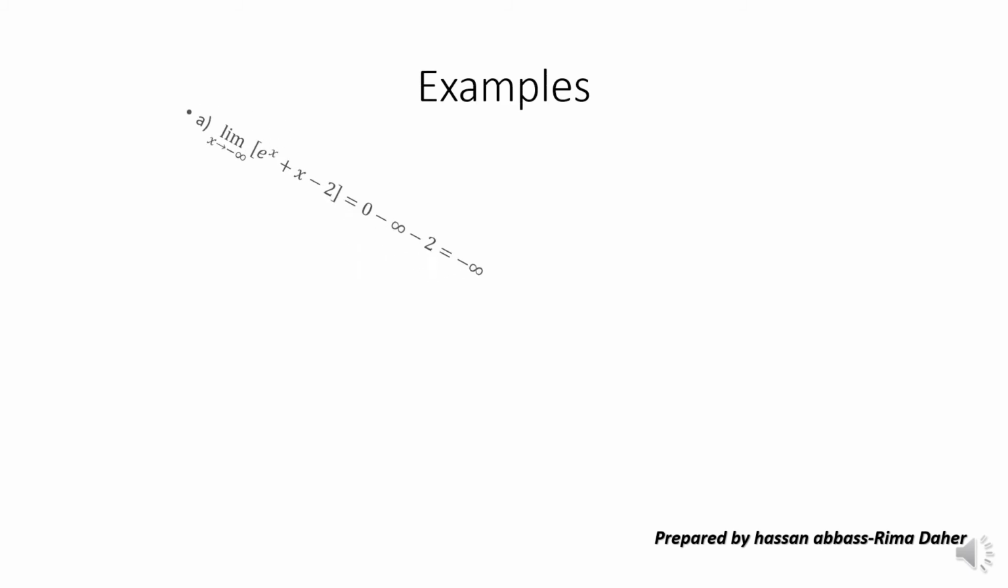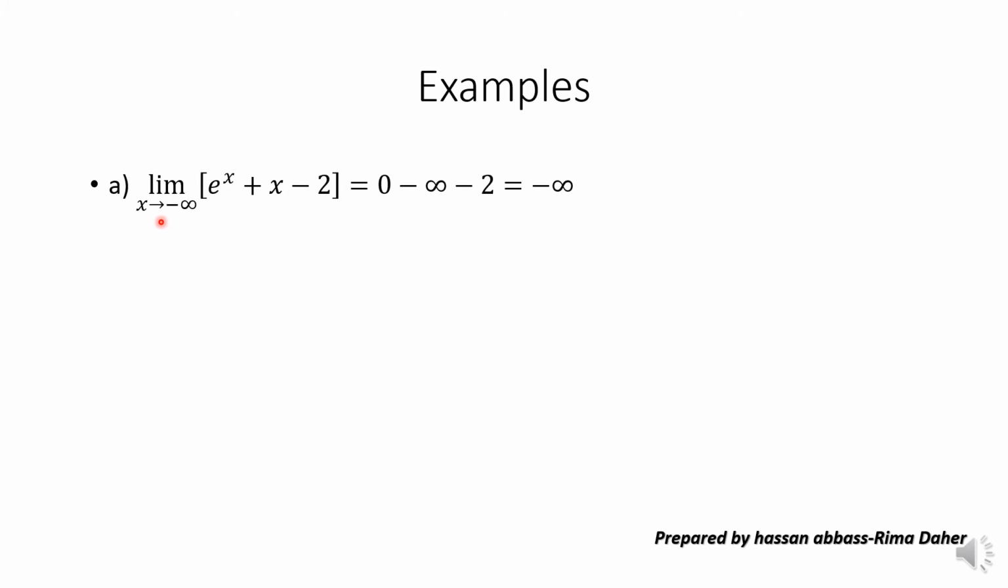Examples. Limit where x tends to minus infinity of exponential x plus x minus 2. Replace x by this value, minus infinity. We get exponential minus infinity minus 2, and exponential minus infinity is equal to 0. Then this limit is equal to 0 minus infinity minus 2, equal to minus infinity.